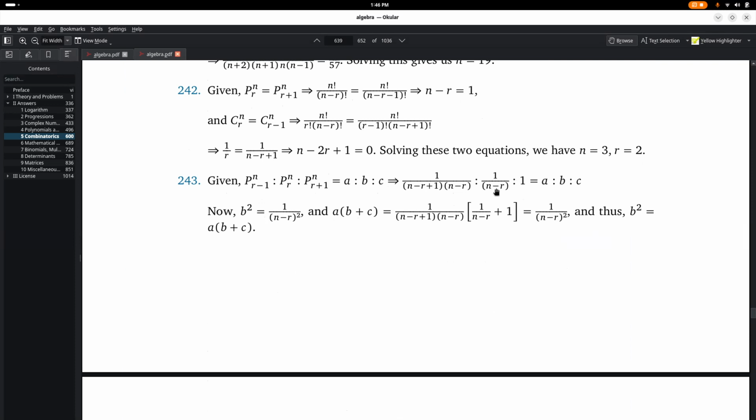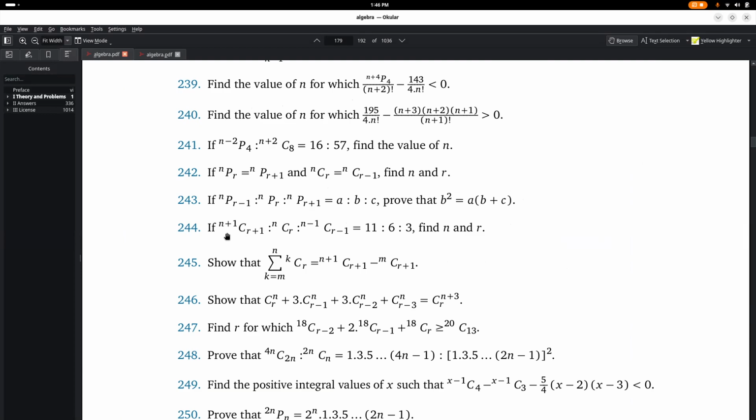So proportionally, if we take this value, then b square is equal to (1/(n−r))square, and a into (b+c) would be 1/(n−r+1) into (n−r) multiplied by 1/(n−r+1). So when you evaluate the thing under the bracket, it will become n−r+1, which will get cancelled, and the result will be 1/(n−r) square. It is not exactly this here. You can take a factor of k and multiply all this by a factor of k, and b square will be a into (b+c).